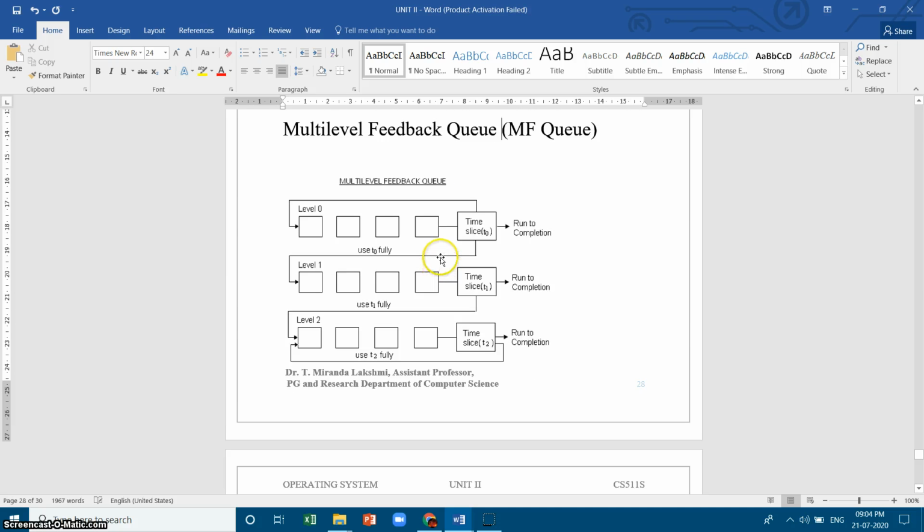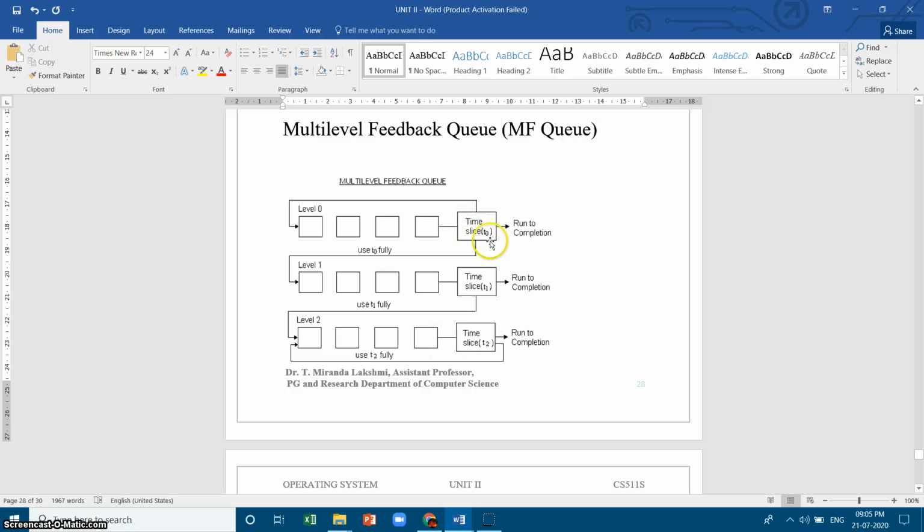Let us consider this diagram. In this diagram we are having level 0, level 1, level 2. What is this level 0? Level 0 is your lower priority process, and level 2 is your higher priority process.